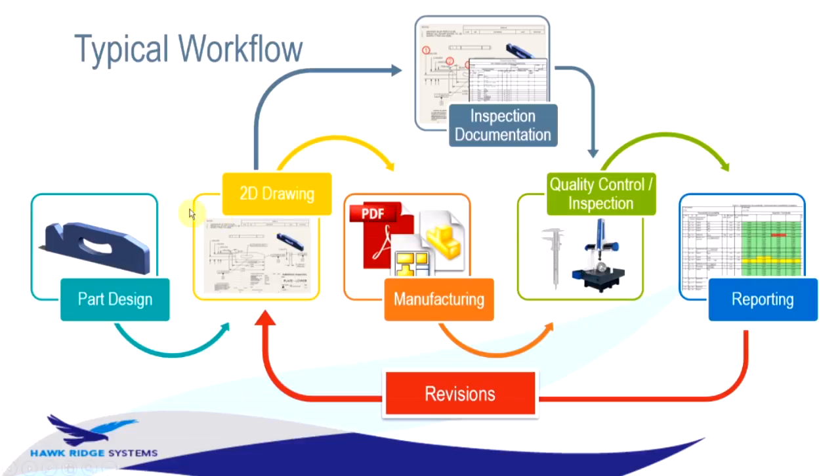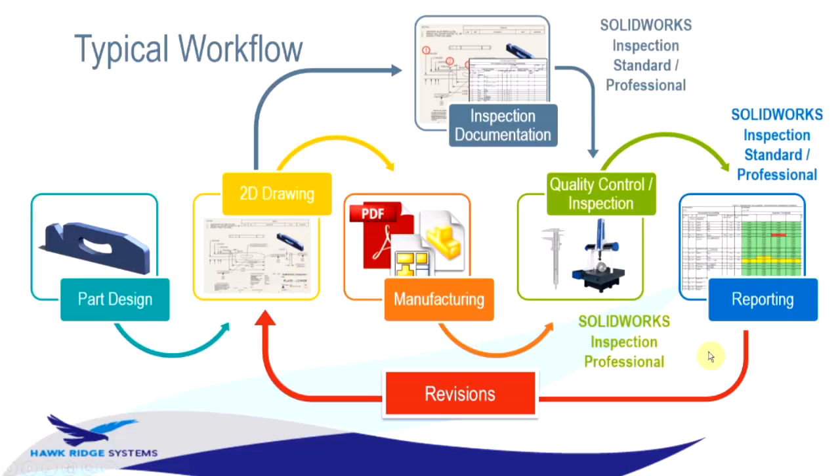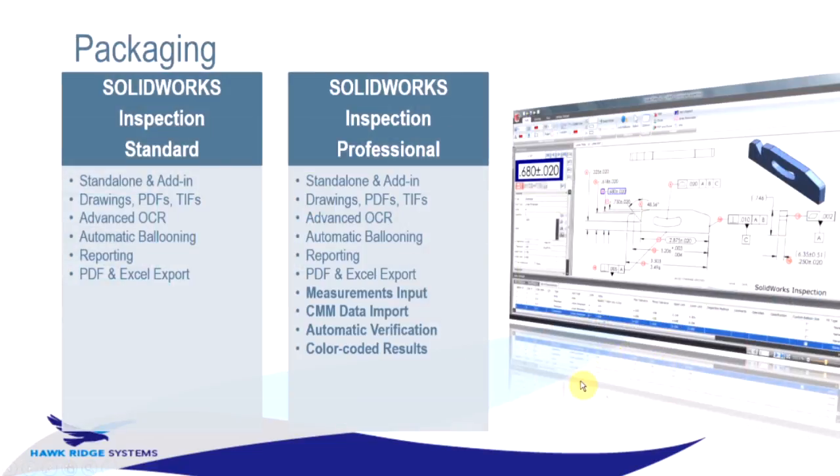So in the engineering workflow, SOLIDWORKS is meant to handle, of course, the part design, assembly design and 2D drawings. Then we've got products like CAMWorks to help with manufacturing, but after the part's made, we have to inspect the document, make a report, and then from there determine if there are revisions needed and if we need to do the process all over again. So that's the realm that we're working in with SOLIDWORKS Inspection Standard as well as Inspection Professional.